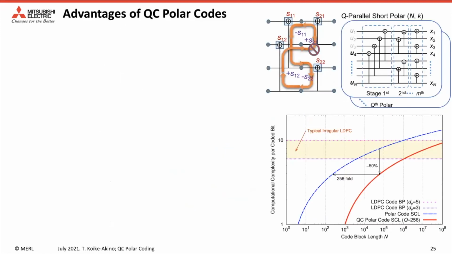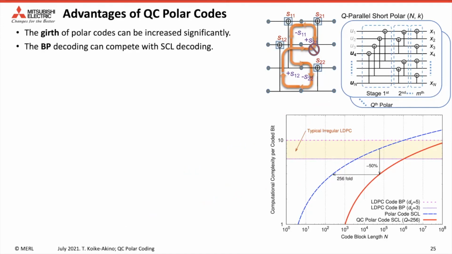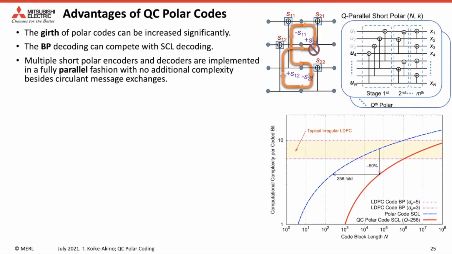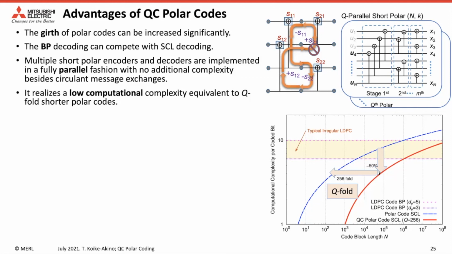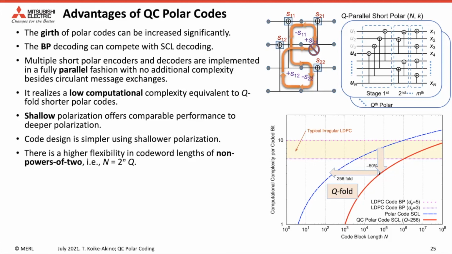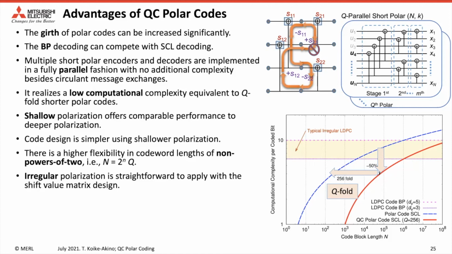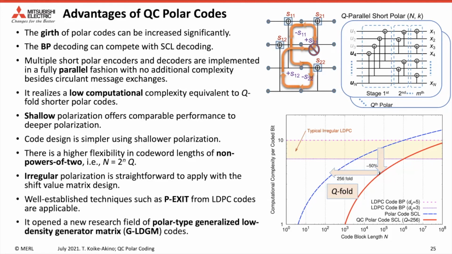Now let me summarize the advantages of QC polar codes. We can increase the girth to enable BP decoders competitive with SCL decoding. Then we can fully parallelize the encoder and decoder. We can achieve lower complexity equivalent to Q-fold shorter polar codes. Yet shallow polarization achieves competitive performance to deeper polarization. The shallow polarization can simplify the code design, and it achieves non-power-of-2 codeword lengths. We can also use irregular polarization to improve the performance. More importantly, many well-established techniques used for LDPC codes are now applicable for QC polar code design. Our work can open up a new research field of polar-type generalized LDGM codes.